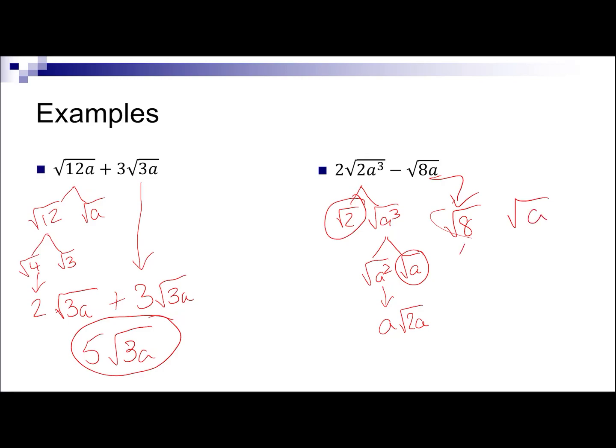Radical 8 can be simplified into radical 4 and radical 2. Radical 4 becomes a 2. So what we have here is minus comes straight down, and we have 2 radical 2a. And so now we're going to subtract the coefficients, and we have unlike terms as coefficients.